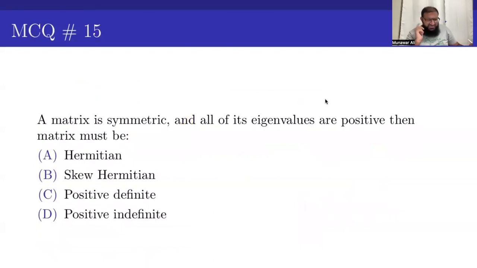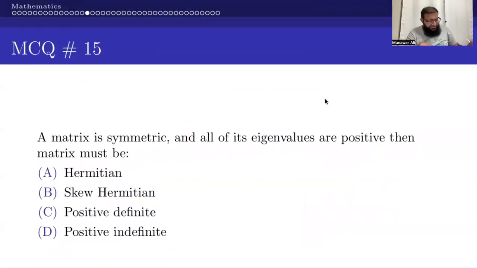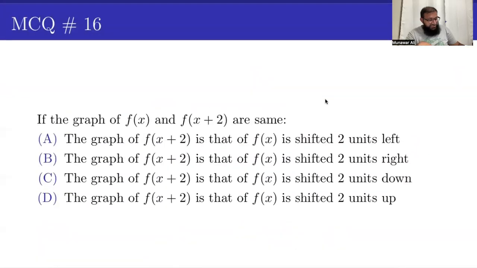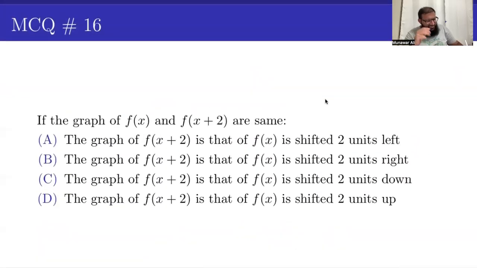Okay, this is really a simple MCQ which is related to knowledge, nothing else. It says that if a matrix is symmetric and all its eigenvalues are positive, then we call that matrix SPD: S for symmetric and PD for positive definite. So it should be symmetric positive definite. Otherwise, positive definite is also okay because all our eigenvalues are positive. That's it.